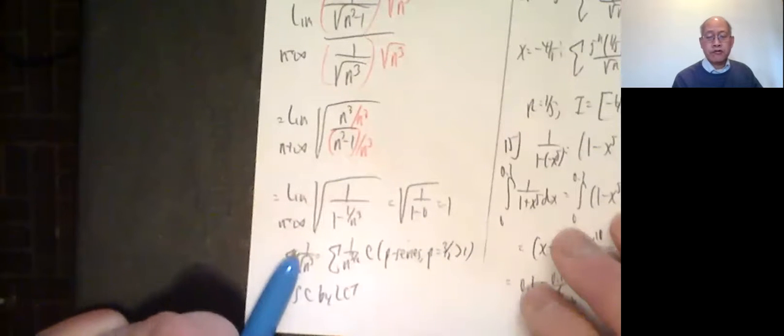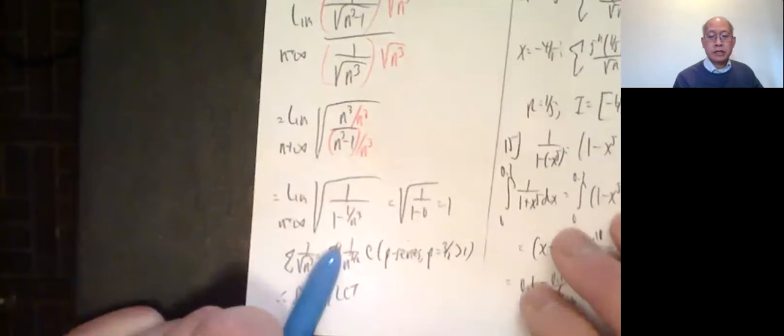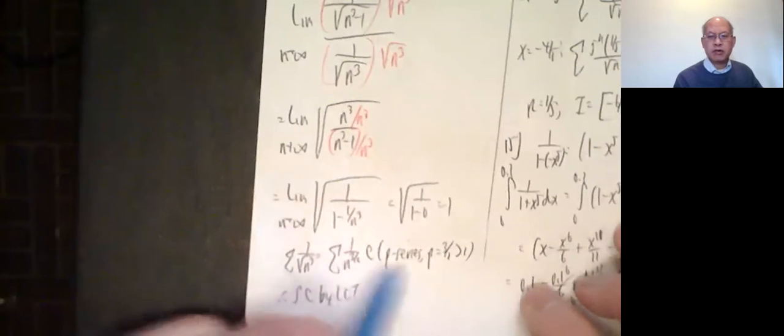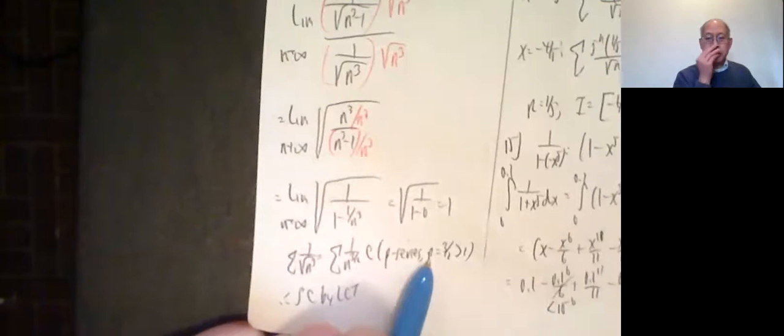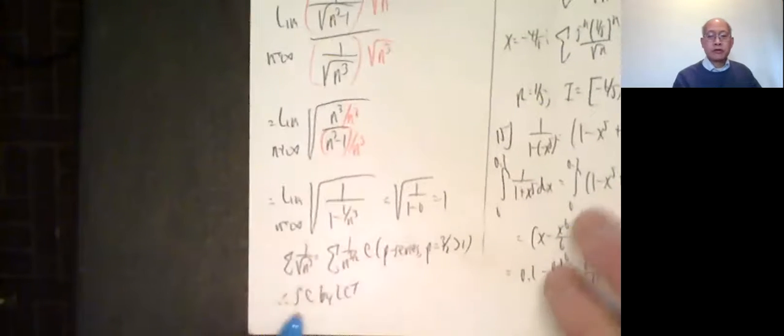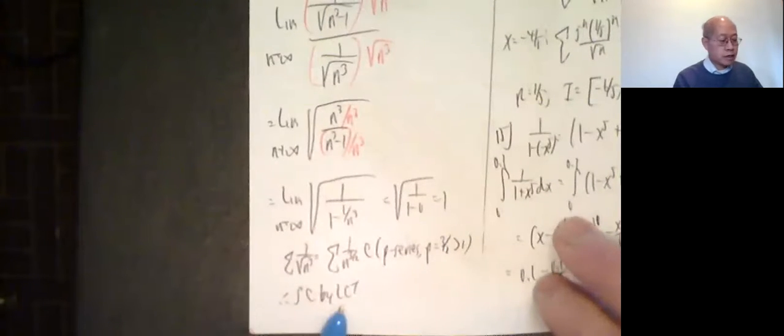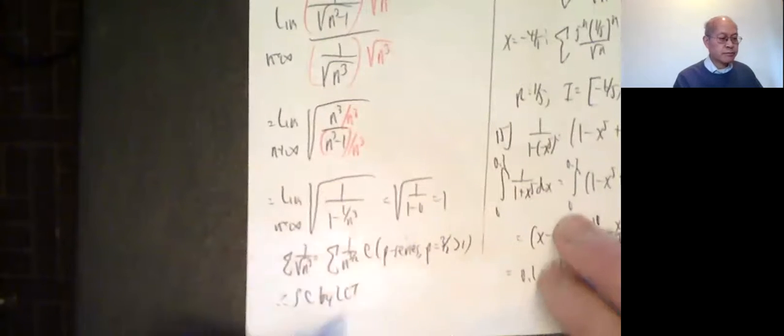What do I know about summation of 1 over radical n cubed? That's like 1 over n to the 3 halves. That's convergent because it's a p series. So p is equal to 3 halves. That's bigger than 1. Therefore, the original series also converges by limit comparison test.